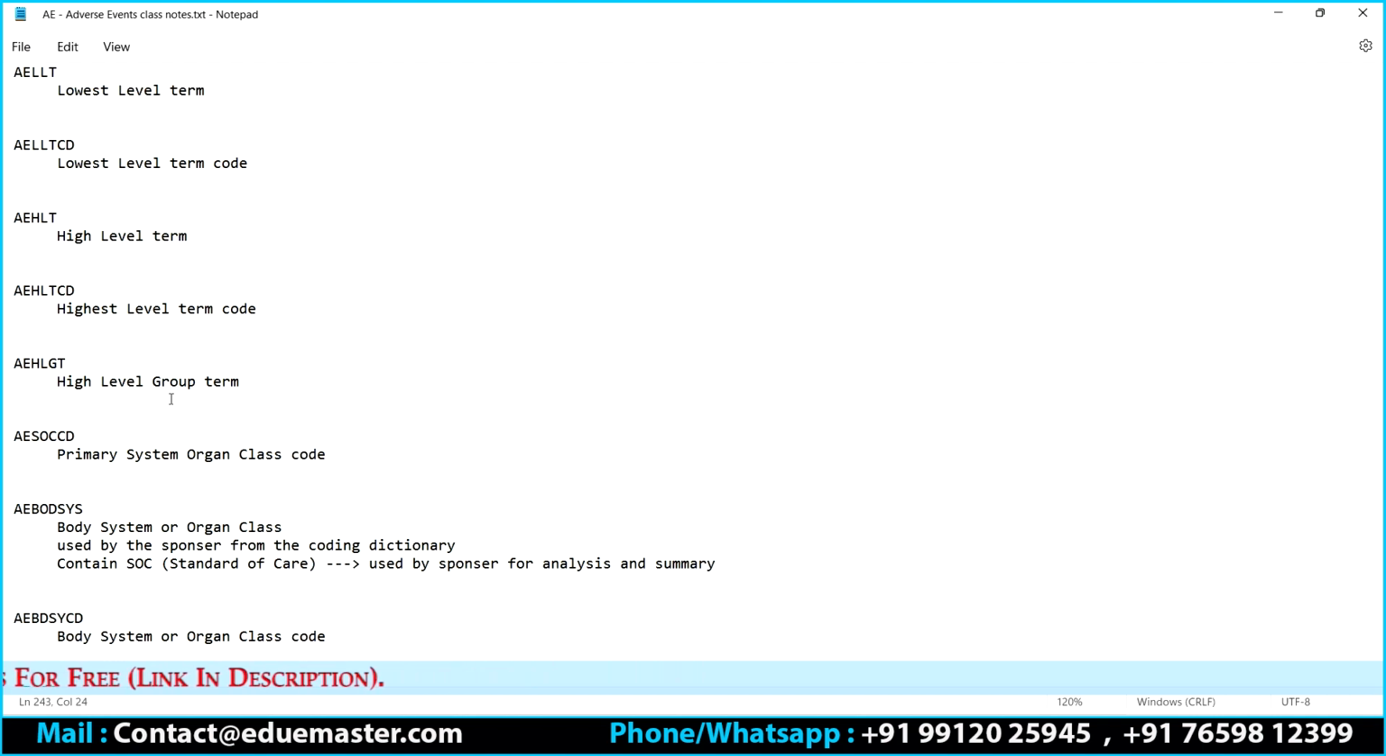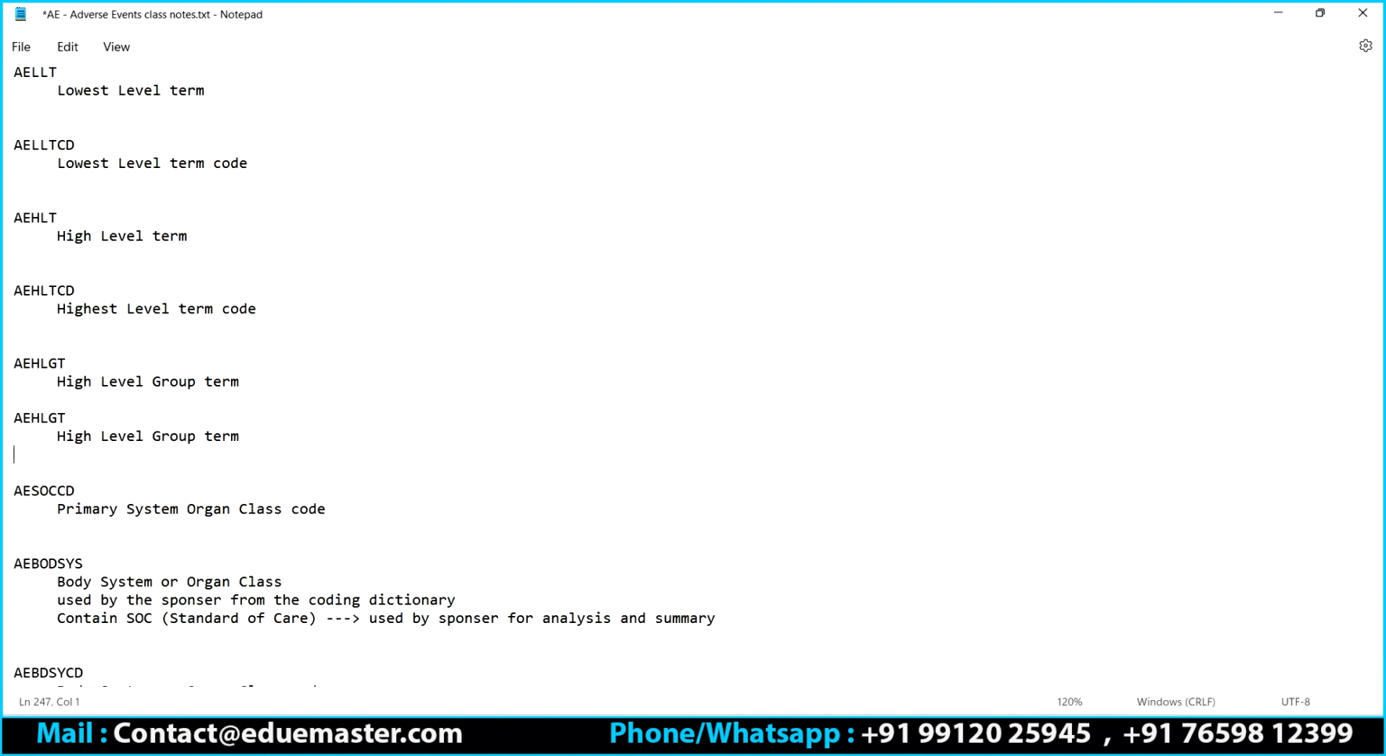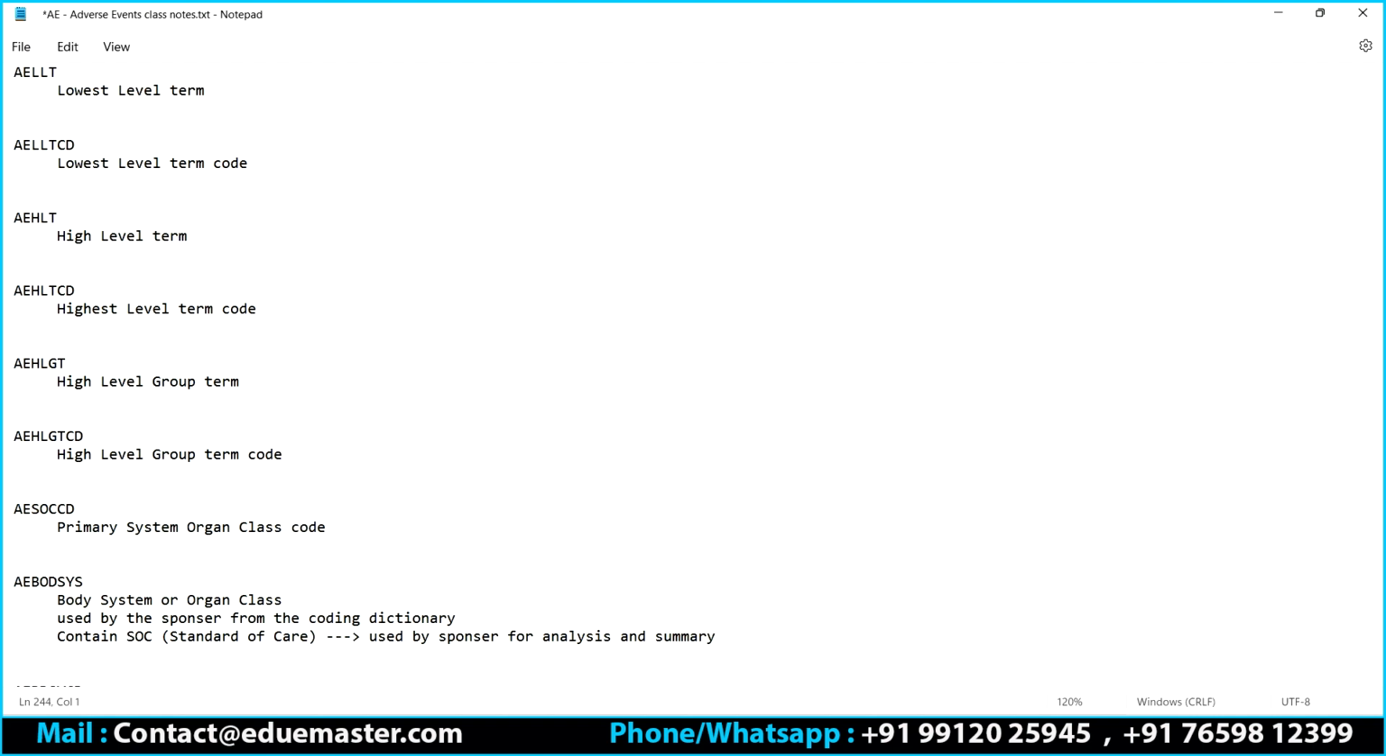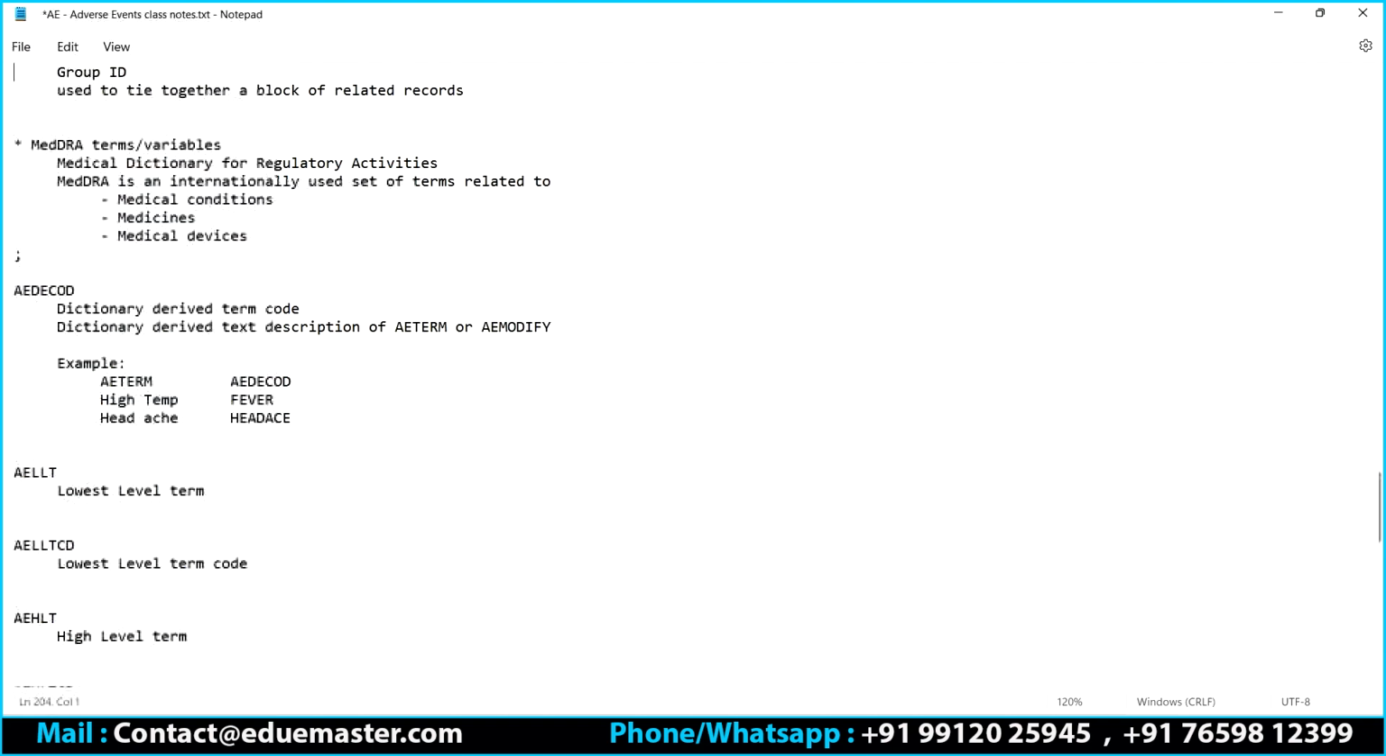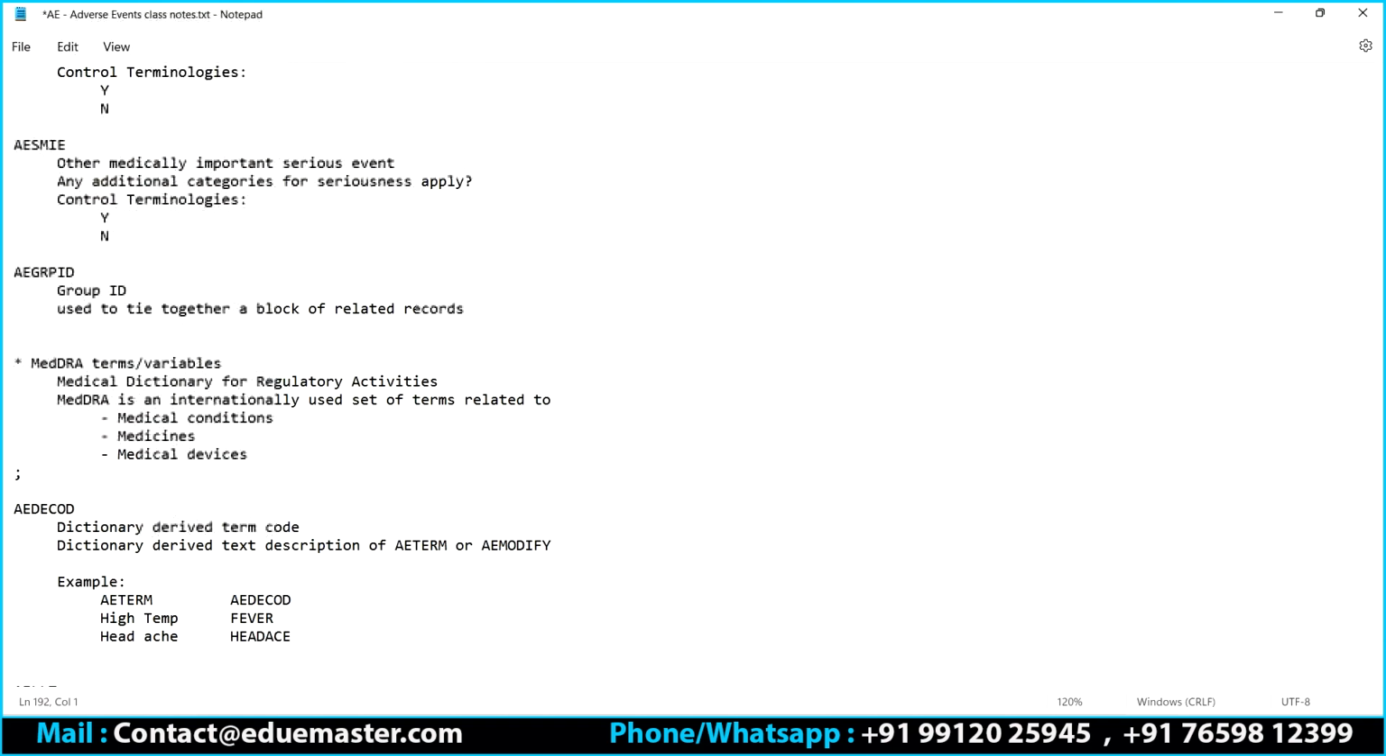Then if I have a code for it, I can simply say AEHLGTCD. See, we are just simply going one after the other, right? We are not trying to remember. All we are trying to do is, what if we have one, how to derive the other one. Whatever we have discussed till this point are all dictionary derived ones. So let's keep all these in one place, at the end.